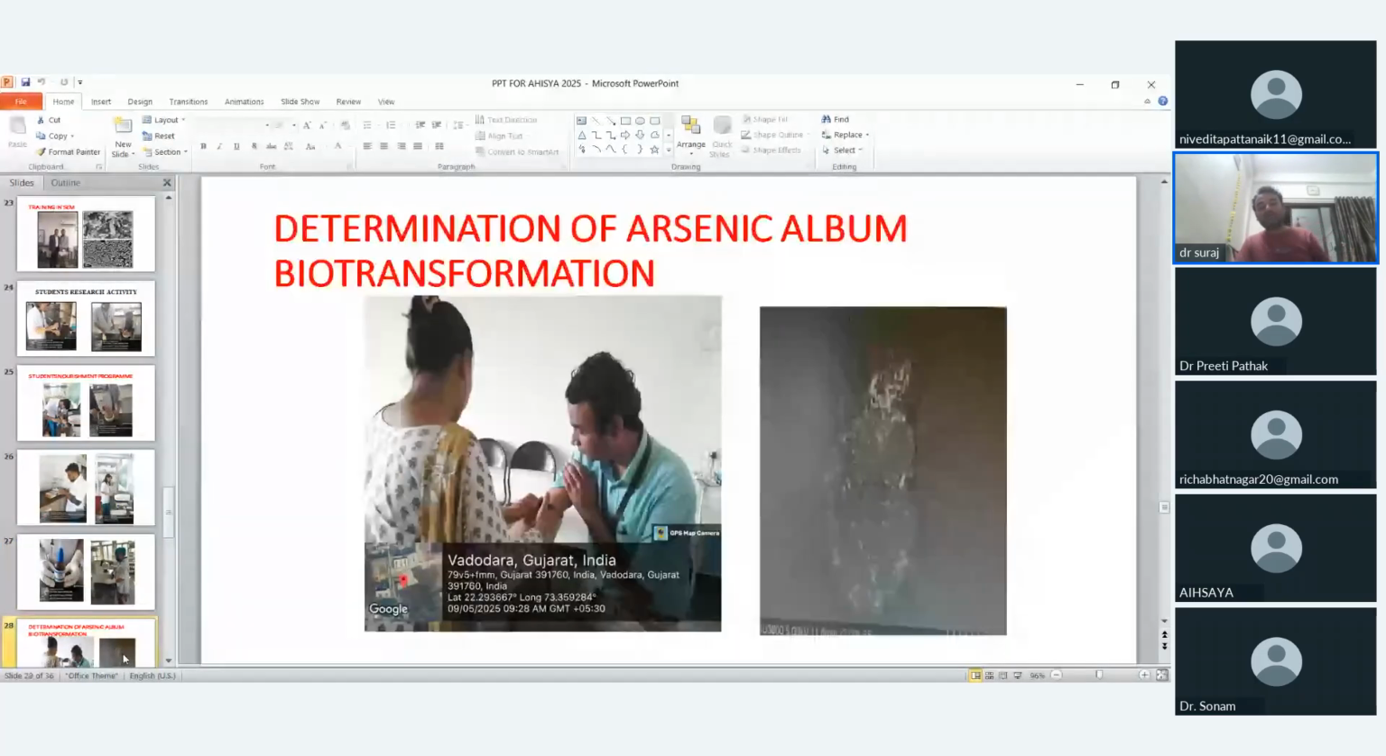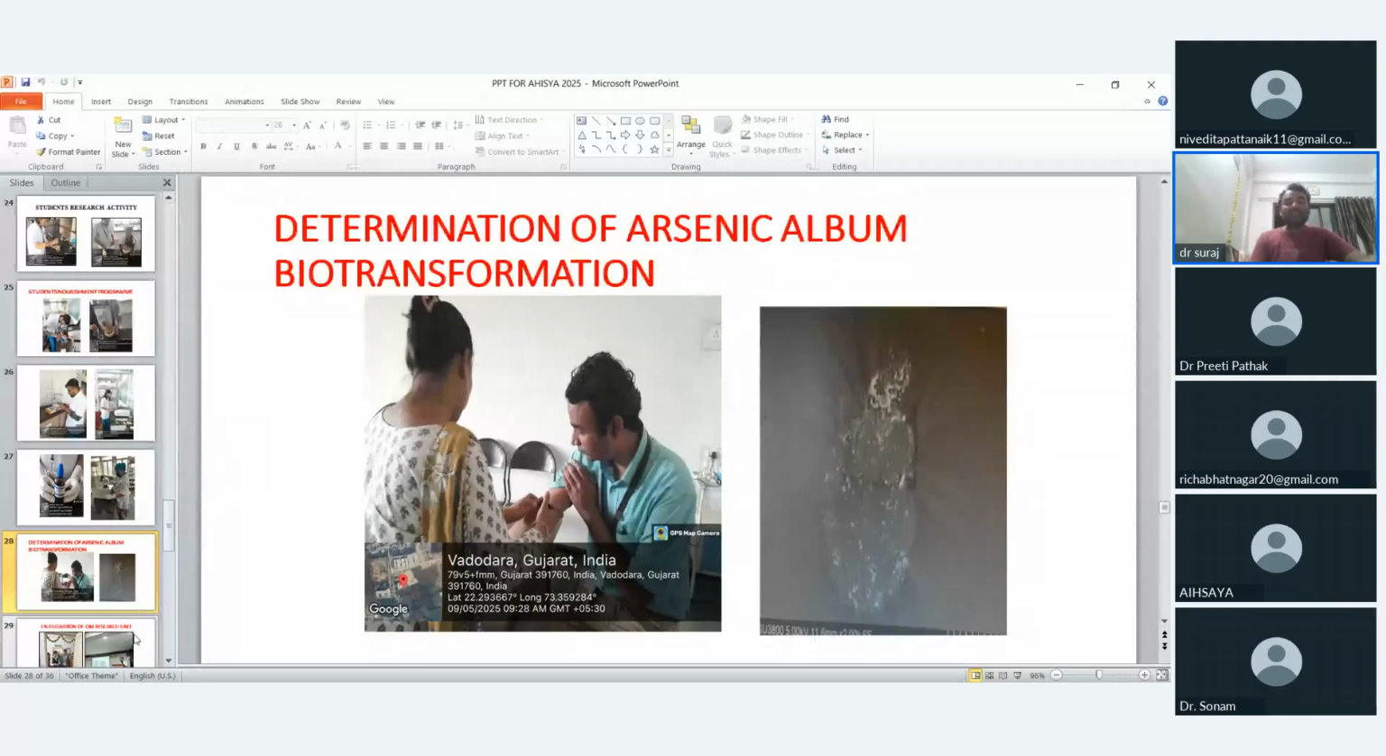Now this is our rate of absorption. This is the determination of Arsenic Album 200 nanoparticle in human blood serum. Now you can see in this image, this is just like a star shape, or what we can say, the scattering of light from the cluster particle. So this is the structure of Arsenic Album nanoparticle in 200, which is detected in human blood serum.